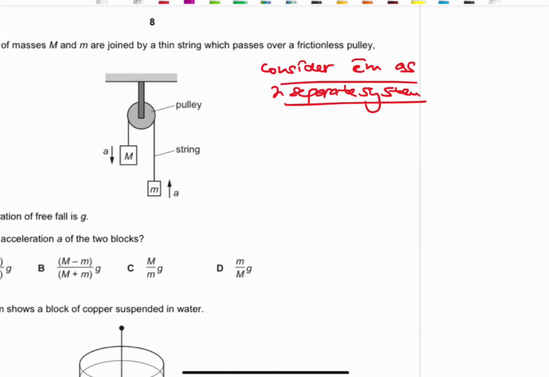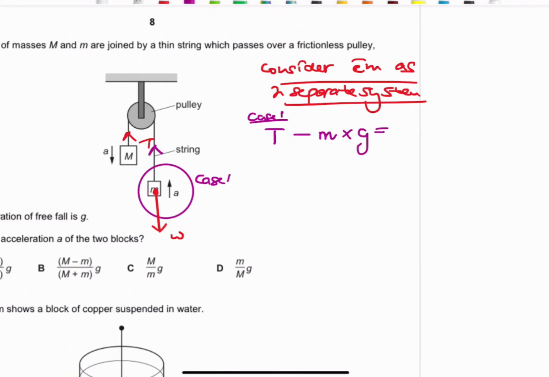So the first system is going to be this system that we're going to be dealing with. Because this is a rope, there's going to be tension upwards. Here, there's also going to be tension upwards. Considering this ball, we have its weight acting downwards and its tension acting upwards. So this is case 1, for this first ball. If I say the tension minus m multiplied by g, this should be equal to my mass multiplied by my acceleration, right?